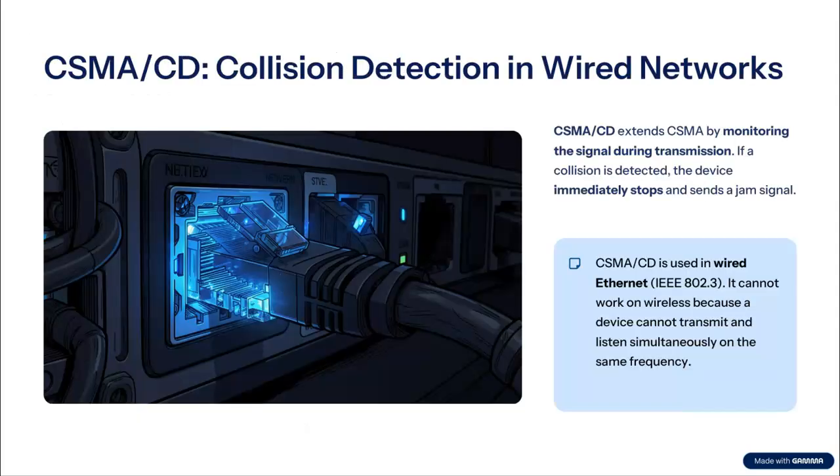Next up is CSMA/CD, which stands for collision detection. This protocol builds on regular CSMA by having devices monitor the signal while they are actively transmitting. So if a collision happens, the device immediately stops sending data and broadcasts a special jam signal to alert everyone. CSMA/CD is used in wired Ethernet. It cannot work on wireless because a device cannot transmit and listen simultaneously on the same frequency.